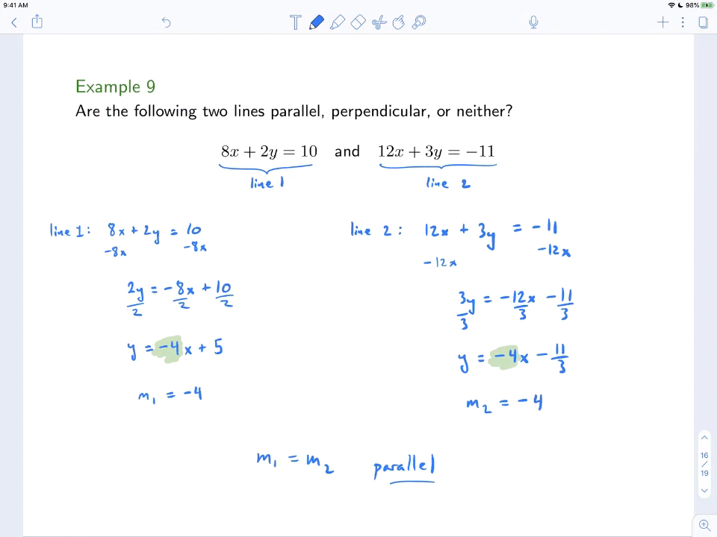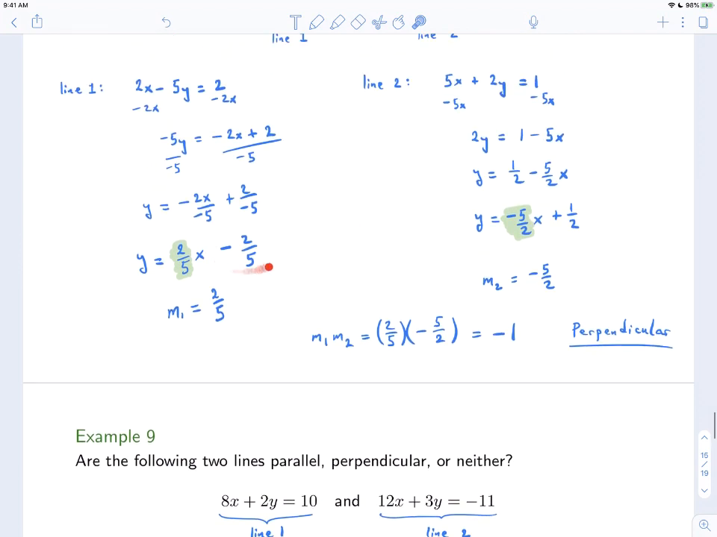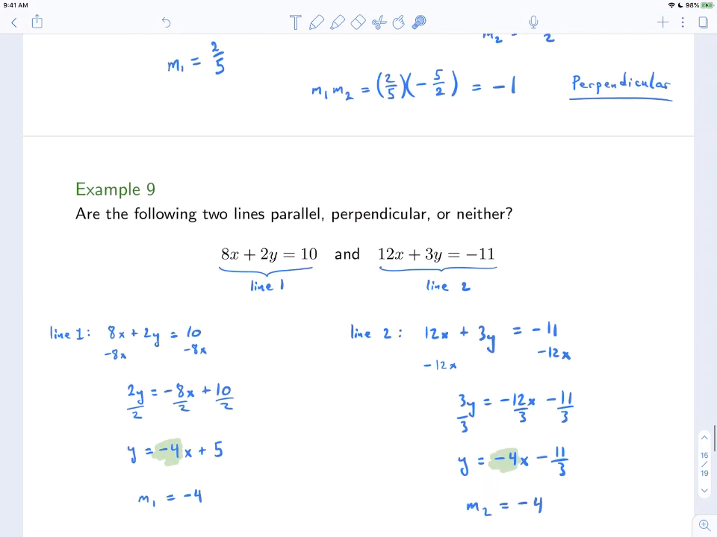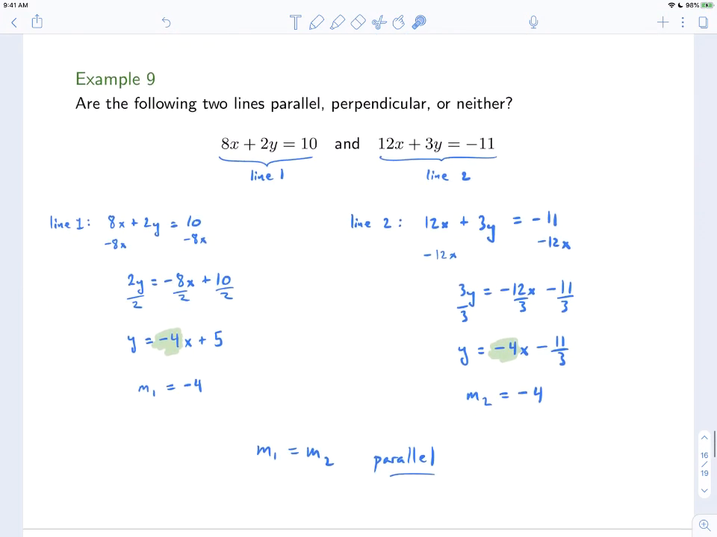Notice in these computations, the only thing we were really interested in was the slope. We didn't do anything with the y-intercept. If this y-intercept was the same as this y-intercept, then they would actually be the same line. But they're not. So they're not the same line, but they have the same slope, so they're parallel.